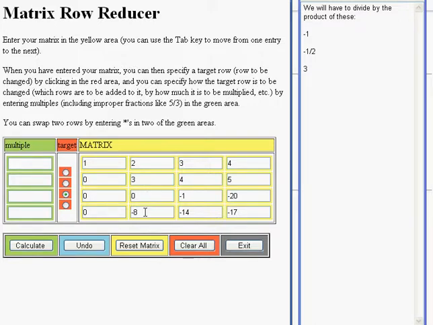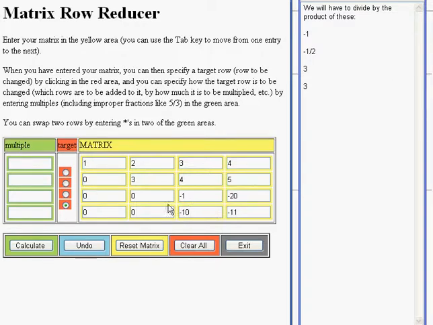I want this -8 to also become a 0. Once again, to multiply 3 by a number and get 8 requires a fraction, and I'd prefer not to do that. So let's multiply that fourth row by 3 first. Again, I have to remember that if I'm going to do that, I have to divide by 3 at the end. All right, let's see what happens here. Okay, I get negative 24. Now I can add 8 times the second row to that fourth row to make a 0 there. There we go.